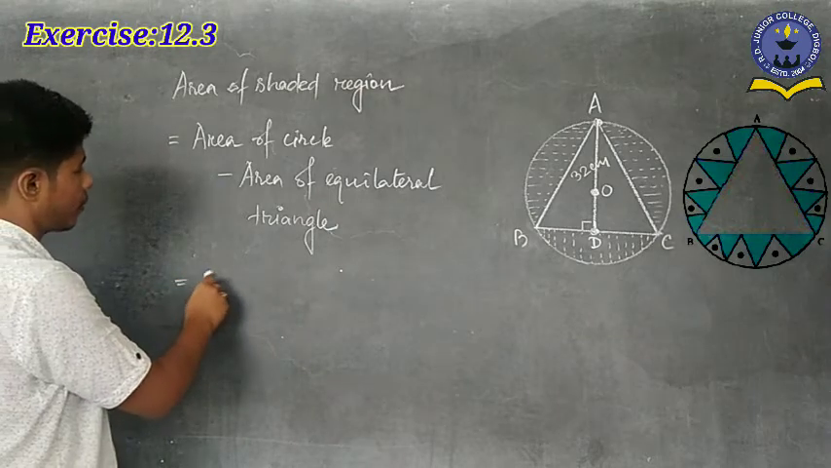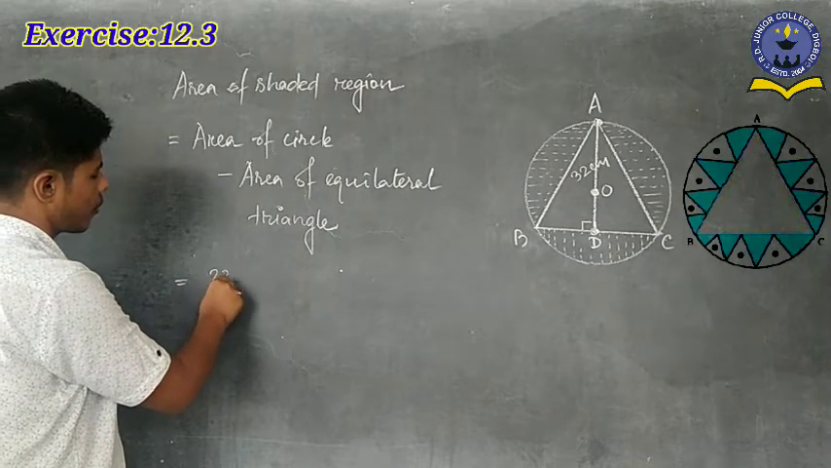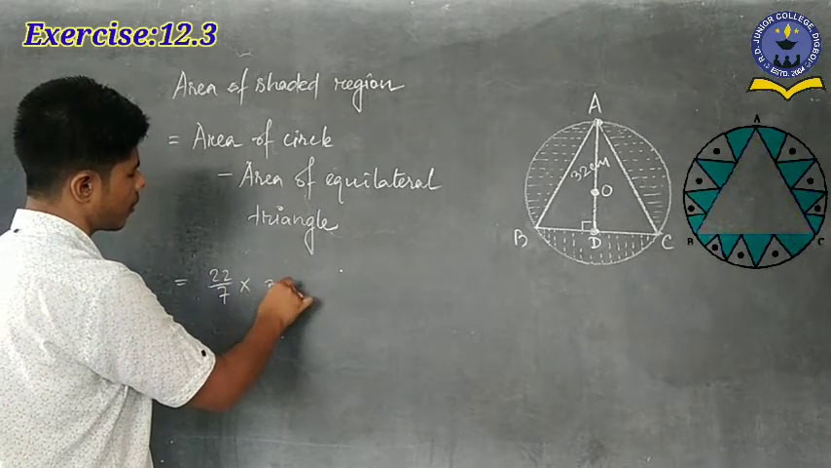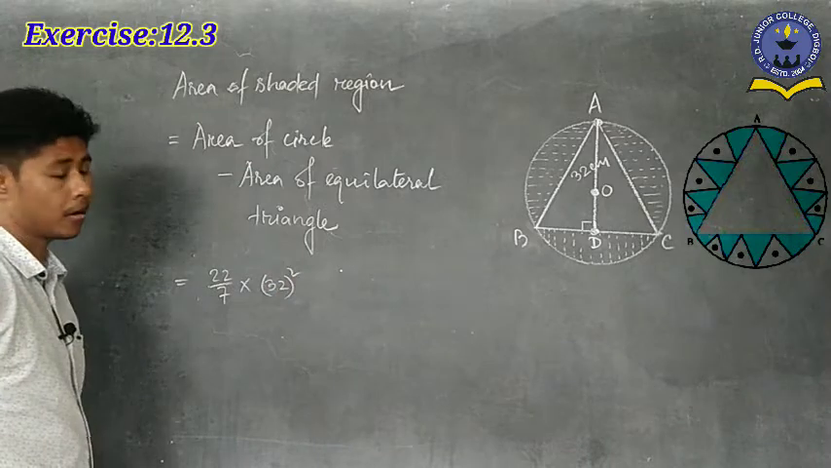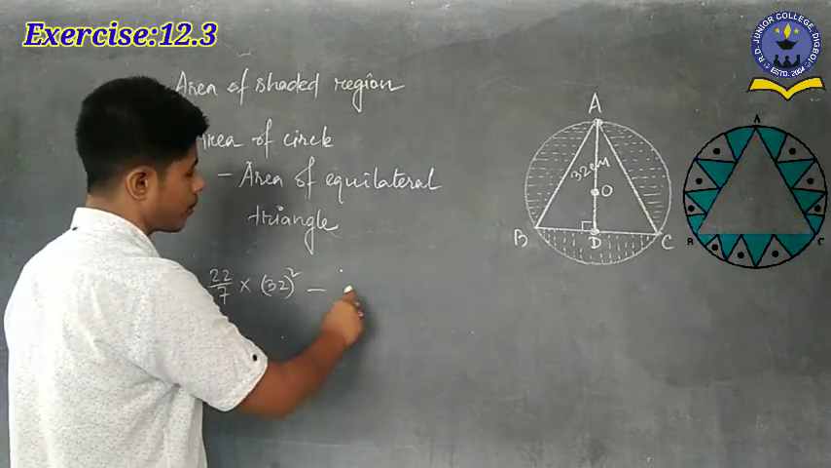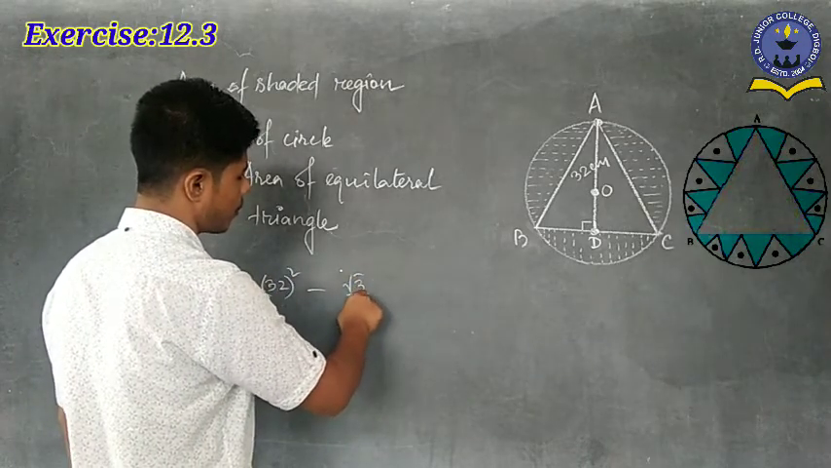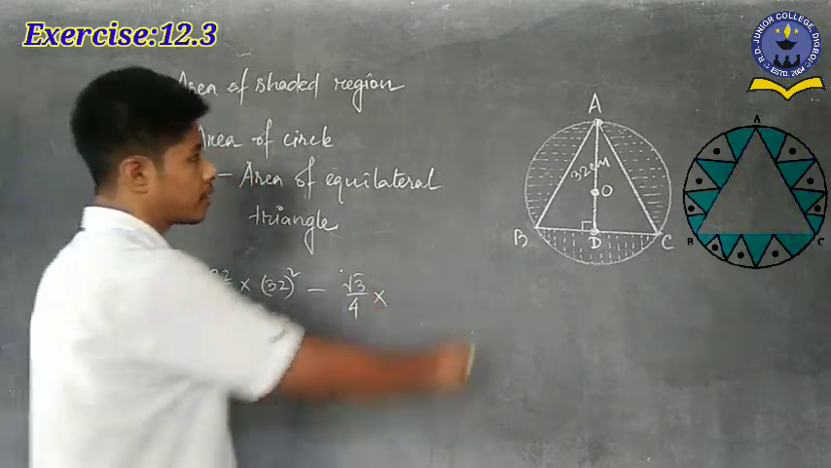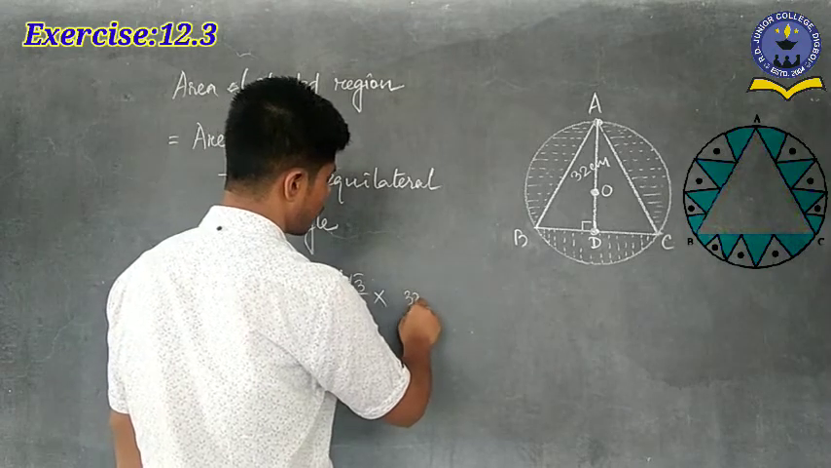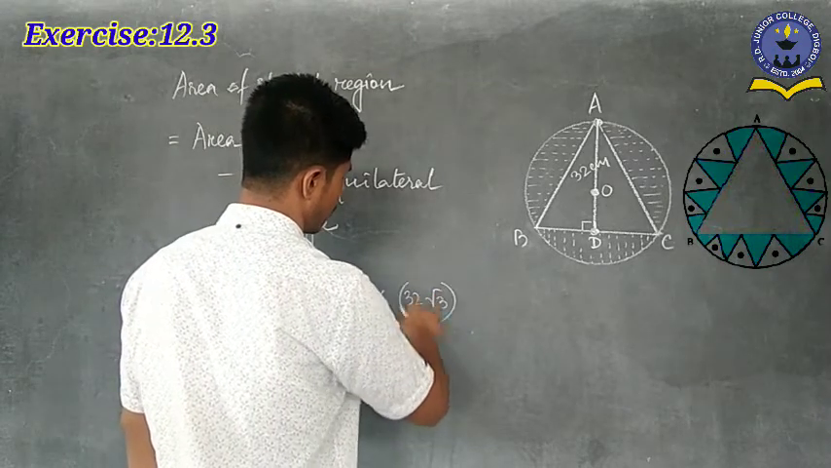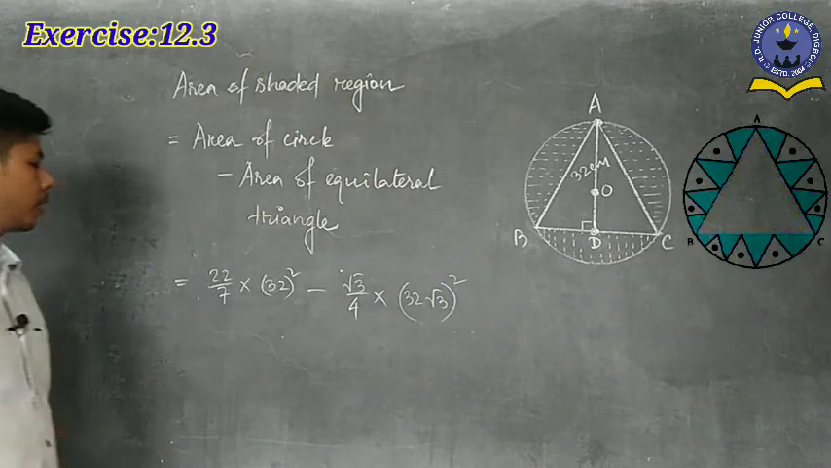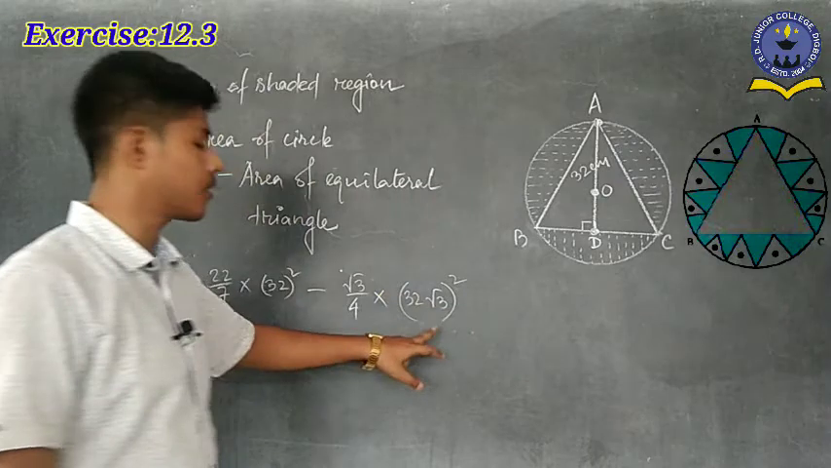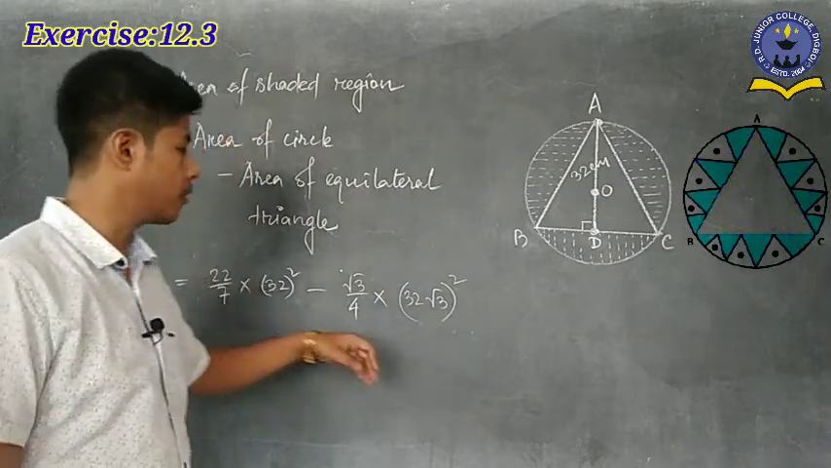So area of circle, what you have to write? Pi r square. Pi means 22 by 7 into r square. R means how much? Radius is 32, so pi r square, 32 square. Minus root 3 by 4. So that means we have to write area of equilateral triangle is root 3 by 4 into side square. Side is already we found out, how much? 32 root 3 whole square, side square. This one is area of circle, pi r square, radius is 32, and side is how much we get here? 32 root 3, so we put here.